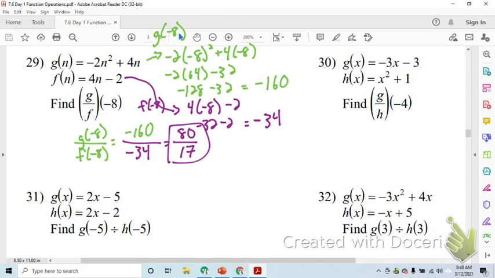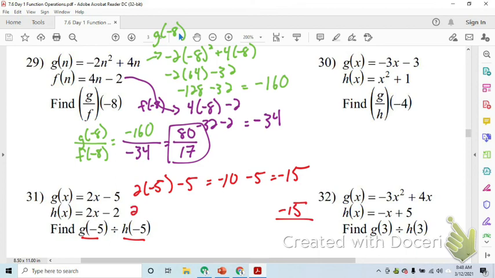All right. Now, similarly, let me change my color here. We have g of negative 5 over h of negative 5 down here. So if we plug negative 5 in, that's 2 times negative 5 minus 5, which would be negative 10 minus 5, which is negative 15. So that's my numerator. So negative 15 is on top. Now the bottom. Let me change the color so you can keep track. So that's 2 times negative 5 minus 2. So this would be negative 10 minus 2, which is going to be negative 12.